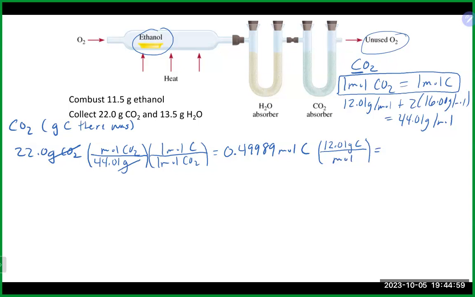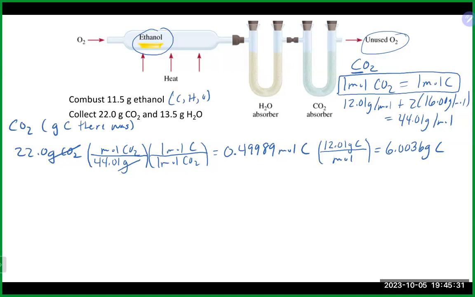And that will get me 6.0036 grams of carbon. So essentially, from that 22 grams of CO2 that they collected, about 6 grams of that carbon came from our original 11.5 gram compound of ethanol, which is this guy here, which obviously contains carbon, hydrogen, and oxygen, right? Any questions on that calculation so far?